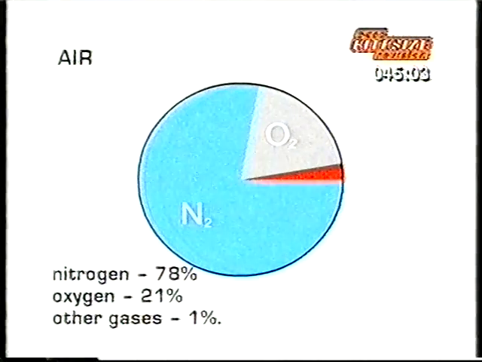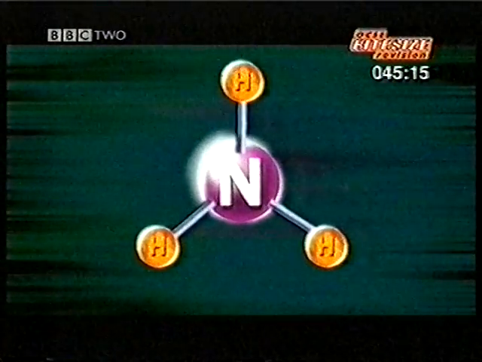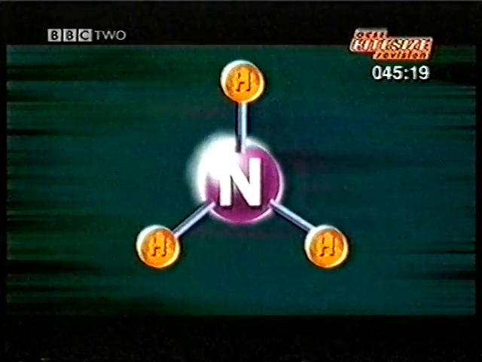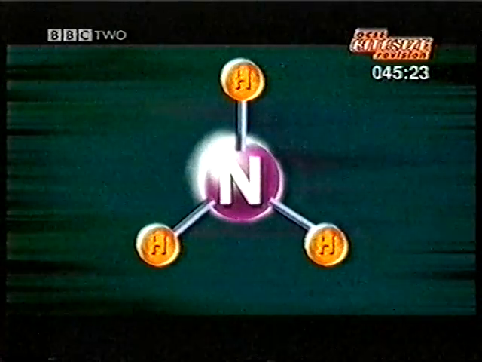The next clip explains how important nitrogen is and how it can be extracted from the air in the form of ammonia and used as an important fertilizer for plants. Ammonia has 1 nitrogen atom and 3 hydrogen atoms. It's a poisonous gas, but it makes the food we eat.